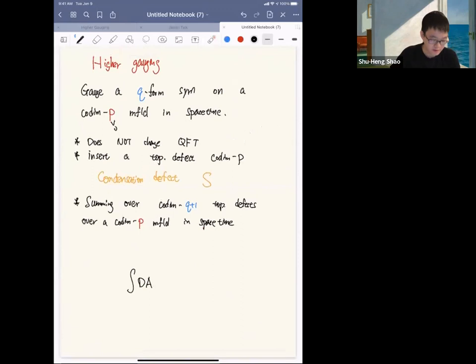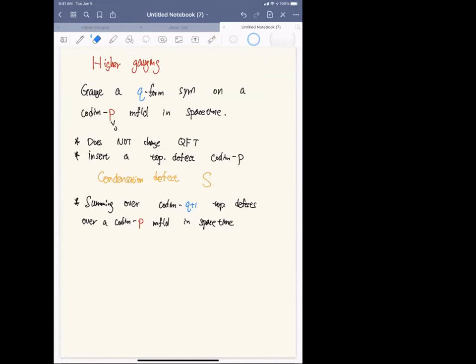I'm not saying anything deep. I'm just saying that in QED, as we learn in textbooks, the gauge field is dynamical and you have to integrate over it. That's what we mean by gauging a symmetry. The summation is because of the discreteness of the symmetry, right? Absolutely, yes.